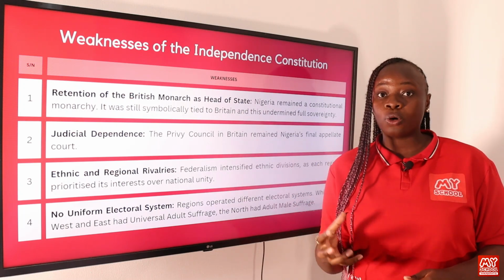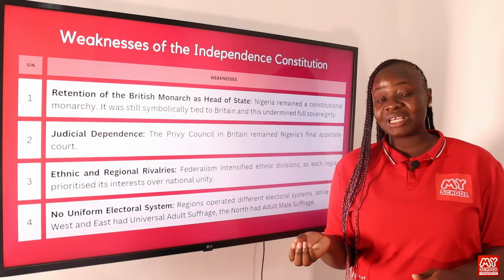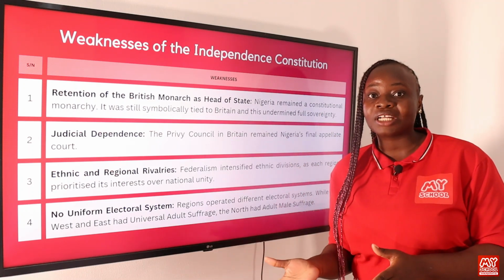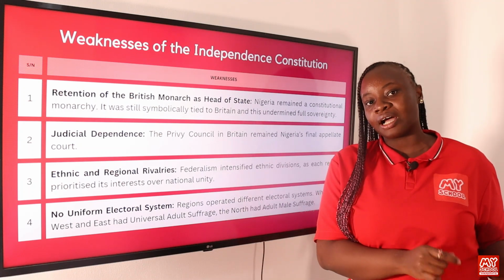So now we're going to move on to the political developments in Nigeria from 1959 down to 1966, so we can see how that relates to the creation of the Republican Constitution.